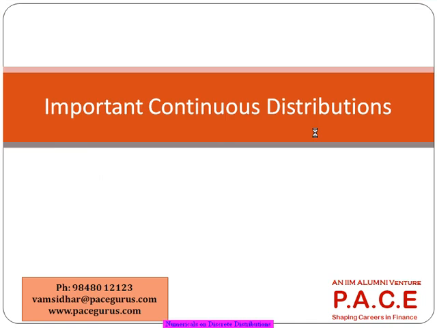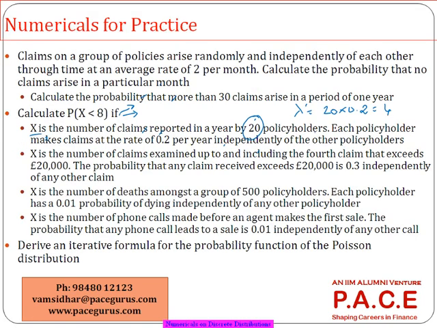Then you have: X is the number of deaths among a group of 500 policyholders. Each policyholder has a 0.01 probability of dying independently of any other policyholder. You can use the binomial distribution because I want less than 8 deaths. So, out of 500, 0 people die. Out of 500, 1 person dies. Because there are only 2 outcomes, death or non-death.